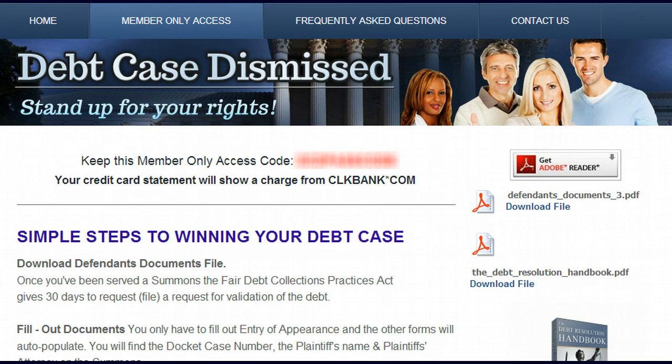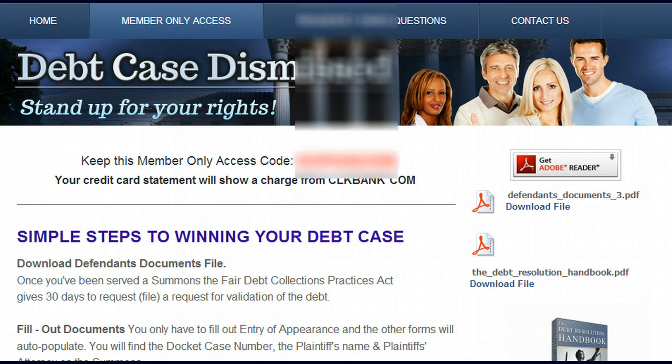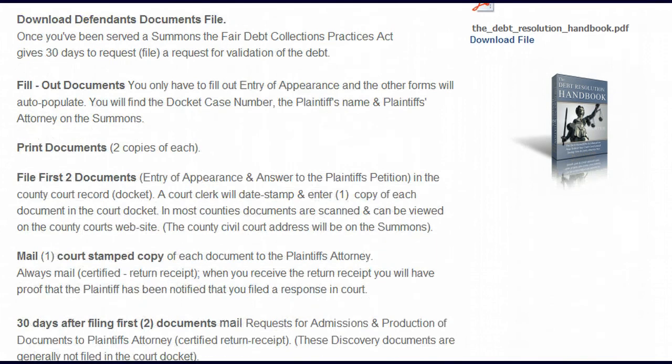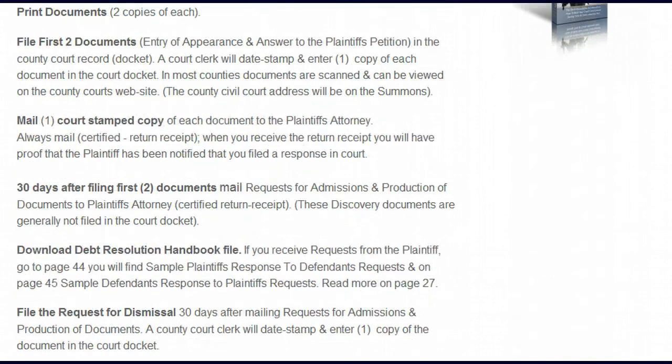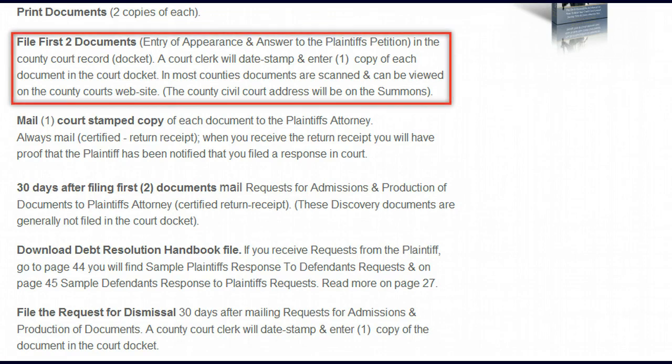So let's go over the simple steps to winning your debt case. Now, we've already downloaded the defendant's documents file, and we filled out the document forms and all that. So let's get down to the next thing, which is that you're going to print documents. First, you're going to print 2 copies of every document, and then you're going to sign them, and I would recommend signing them in blue ink. That way everyone knows that that's an original signature and that's your signature. So the first 2 documents that we already looked at are the entry of appearance and the answer to the plaintiff's petition.